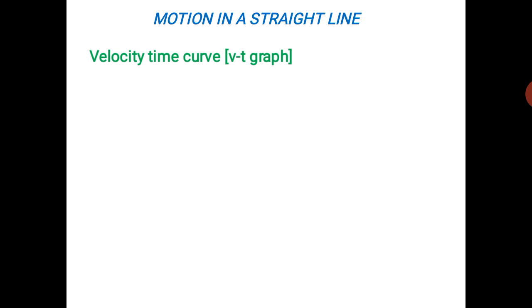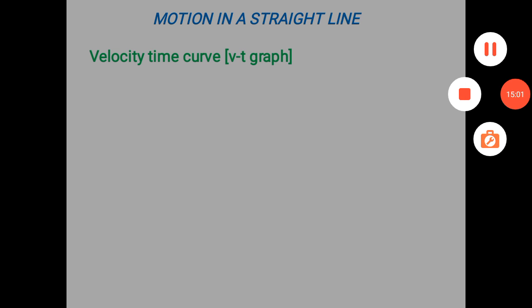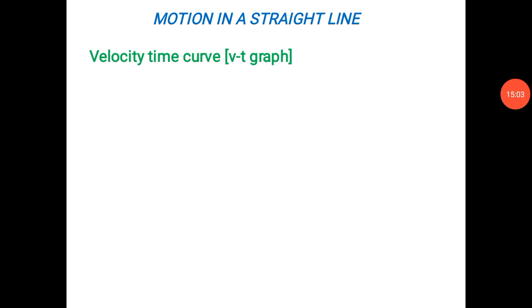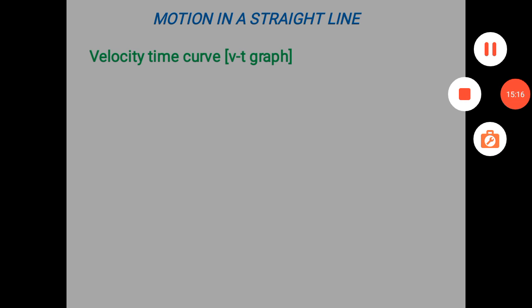So in the next class, let us discuss the velocity-time graph, that is the v-t graph. Today we have already discussed the x-t graph, meaning the position-time graph, and next the velocity-time graph. Okay, thank you.